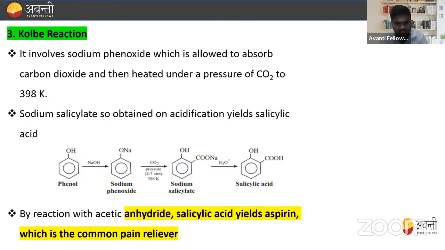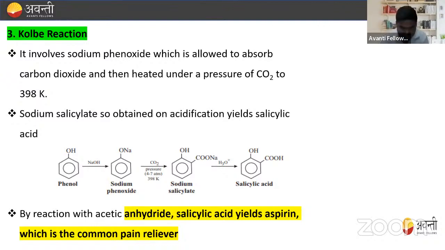By the reaction with acetic anhydride, salicylic acid yields aspirin, which is the common pain reliever. So always remember, salicylic acid reacting with acetic anhydride gives aspirin. So how will aspirin be produced? Aspirin will be produced by treating salicylic acid.